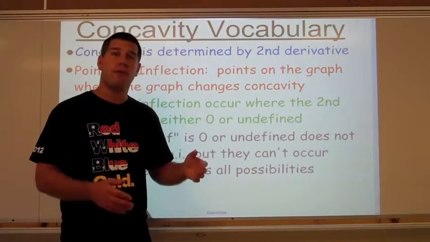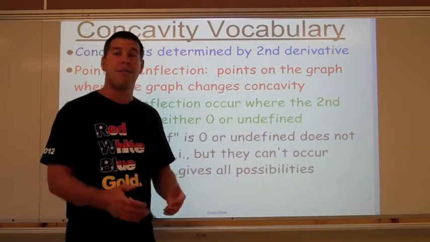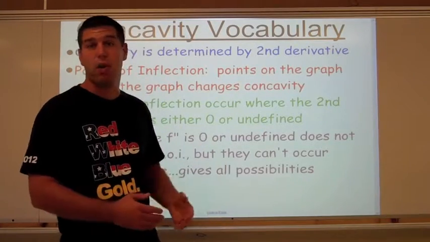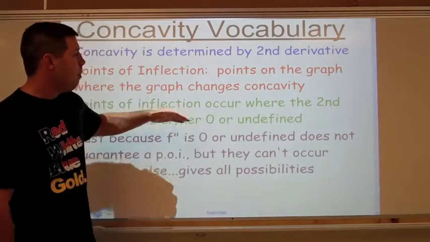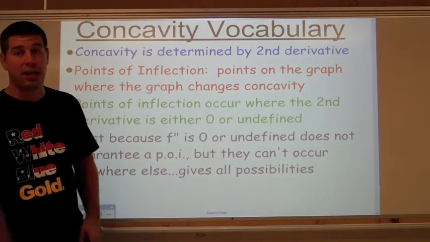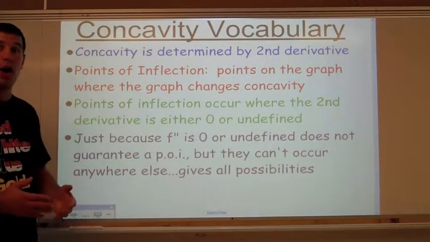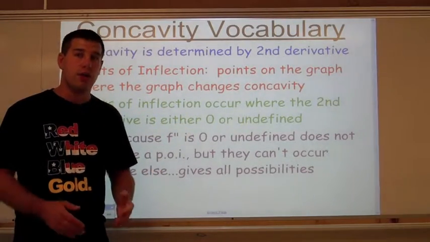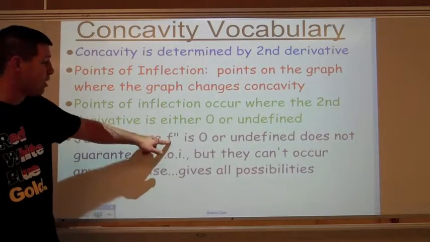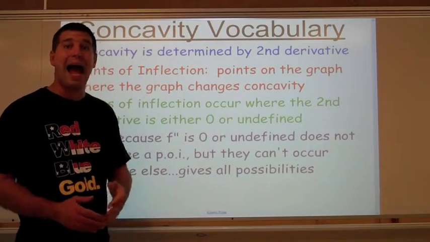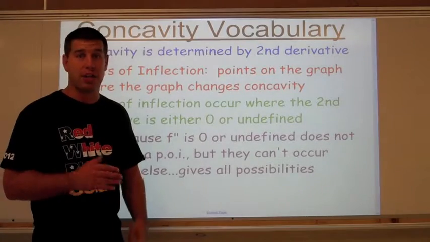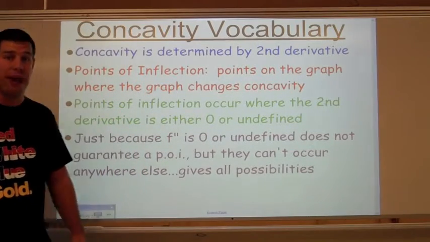Similar to relative min and relative max occurring where the first derivative is 0 or undefined, points of inflection can only occur where the second derivative is 0 or undefined. But also, just like critical numbers, just because the second derivative is 0 or undefined doesn't mean it has to be a point of inflection. It's just a possible point of inflection.